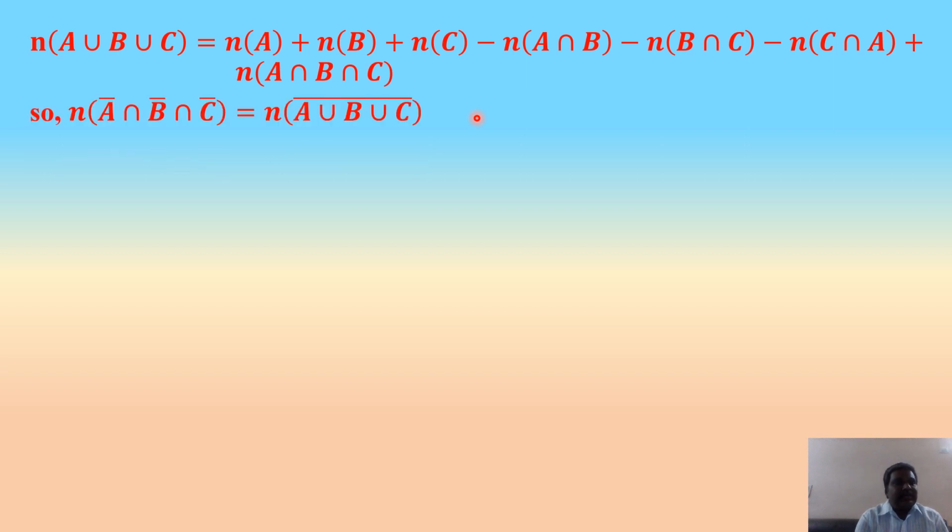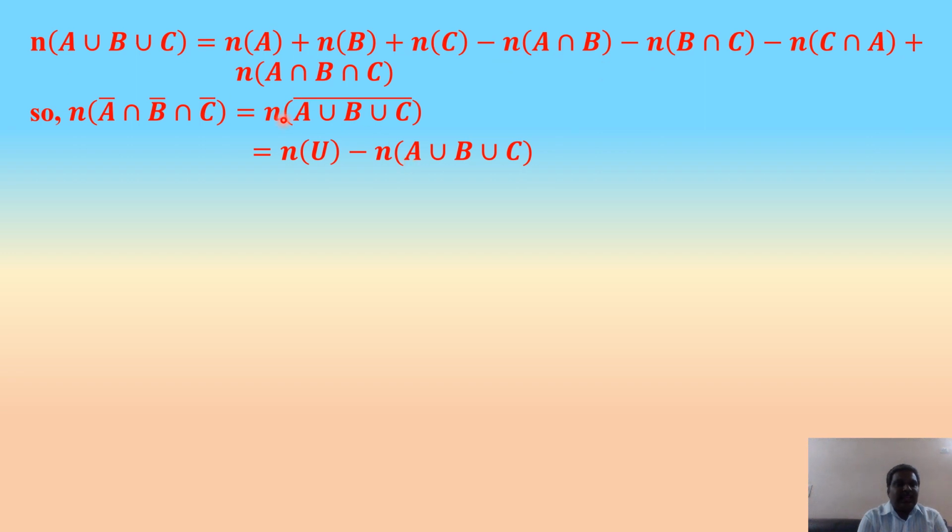So similarly, n of A bar intersection B bar intersection C bar is nothing but n of A union B union C whole bar by De Morgan's law. This is equivalent to what? n of U minus n of A union B union C. Understand? So this is for 3 sets. Individuals plus, by taking 2 at a time minus, by taking 3 at a time plus. So plus, minus, plus will come alternately.